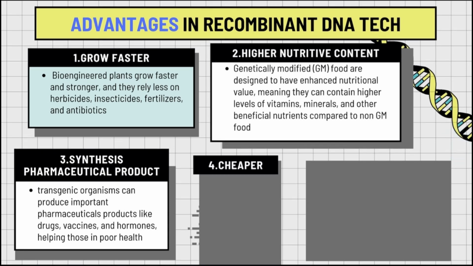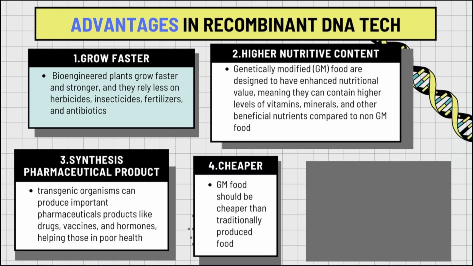Fourth, it is also cheaper. GM foods are typically less expensive to produce compared to traditional farming methods, which can make food more affordable for consumers and reduce overall production costs.